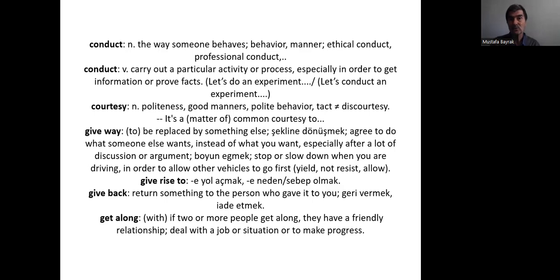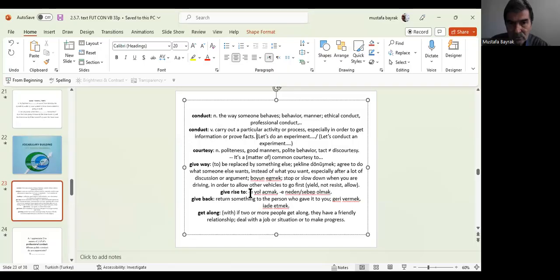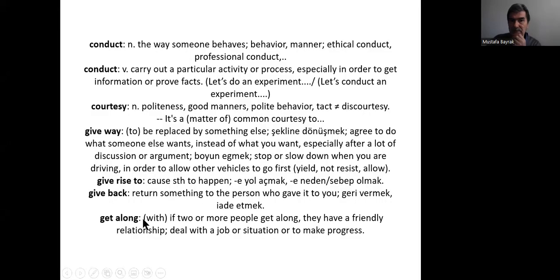Okay. Give rise to is an idiom. It means cause something to happen. Yes, cause something to happen. Okay. Give rise to. Give back means return. Yes, give back means return something to the person who gave it to you.